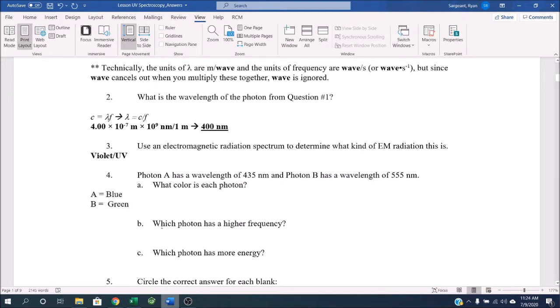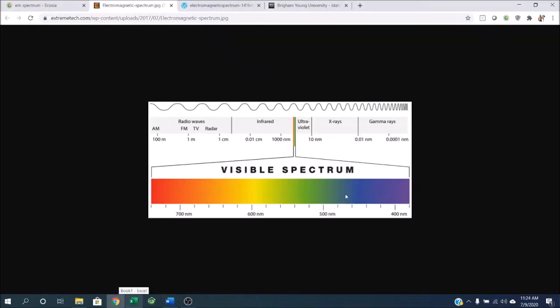Which photon has a higher frequency? And so these second two questions right here. So the first question, its purpose was to help you understand that a specific wavelength value allows you to find a home for it on this diagram. So once you know the value, you can pin the tail on the donkey. You can put that photon right where it belongs.